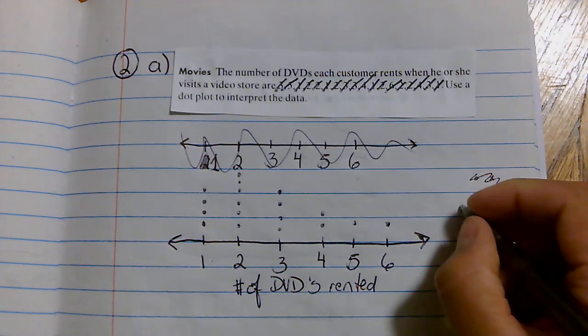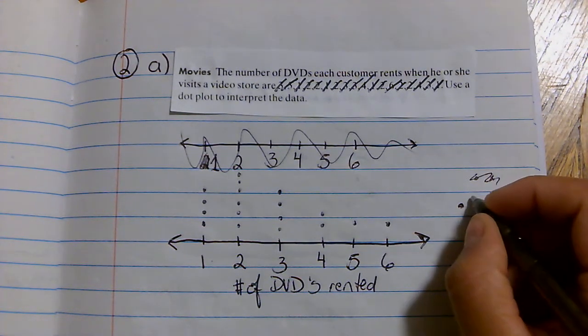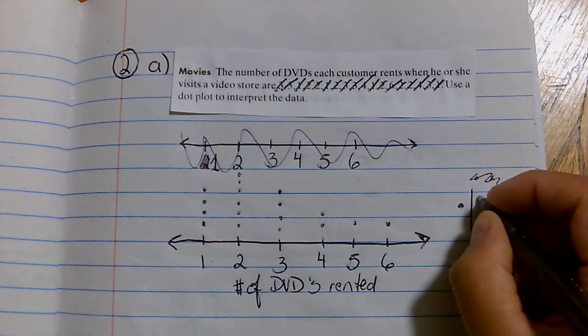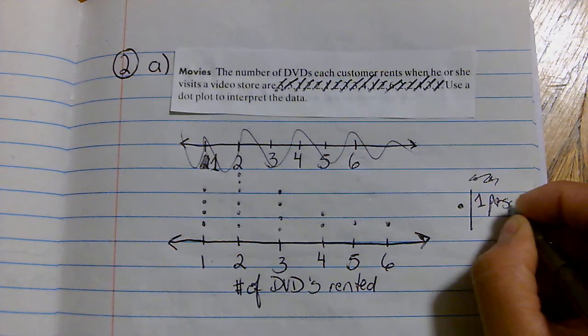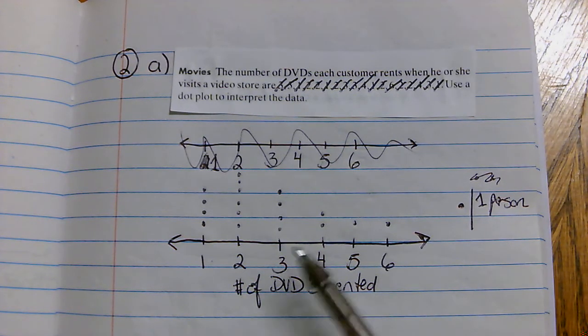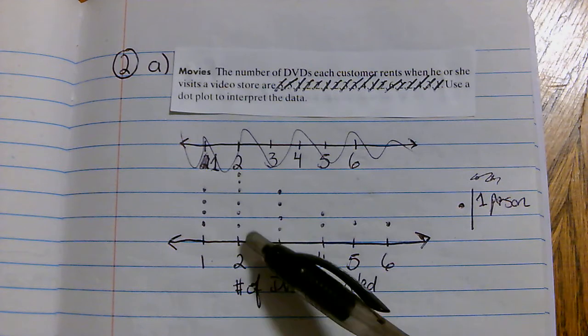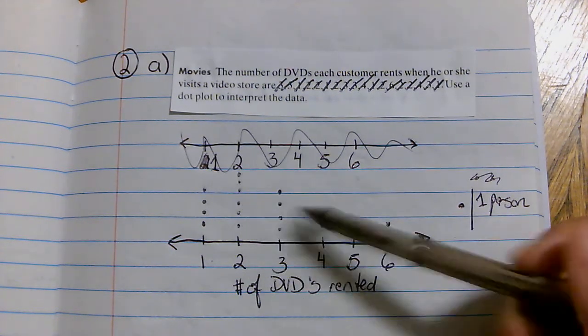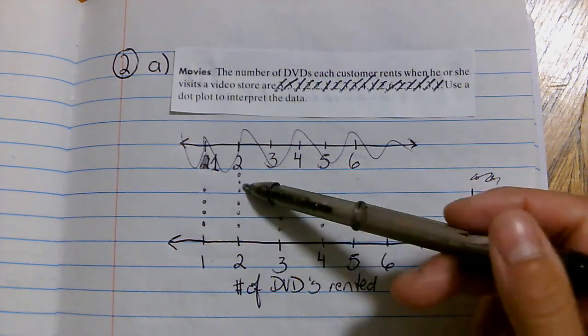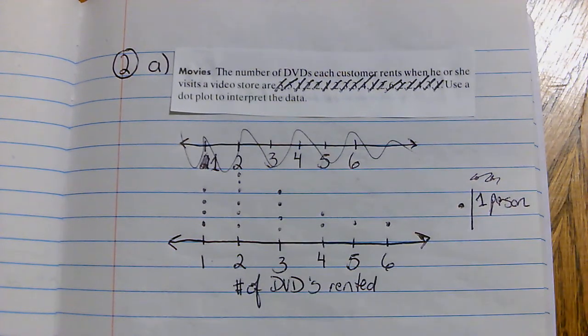Let me cross that out. My dot, and I'm going to put a line, represents 1 person. So if I were to look at this, I'd say, okay, there were 2 people that came into the store who each rented 4 DVDs. If I look here, I see that 1, 2, 3, 4, 5, 6 people came into the store, and these 6 people each rented 2 DVDs.